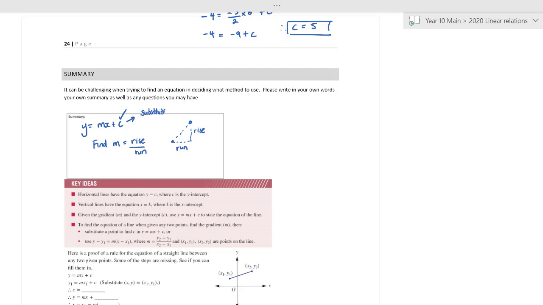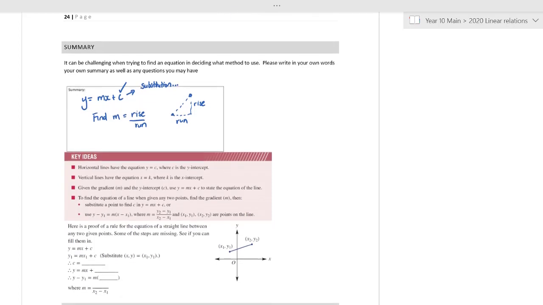Now, you could write any words in English for your own summary, but I think it's really important for you to write out, in English, what it is and what method you would use to solve these.